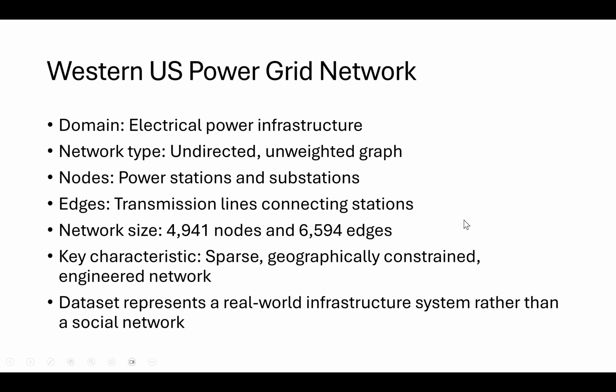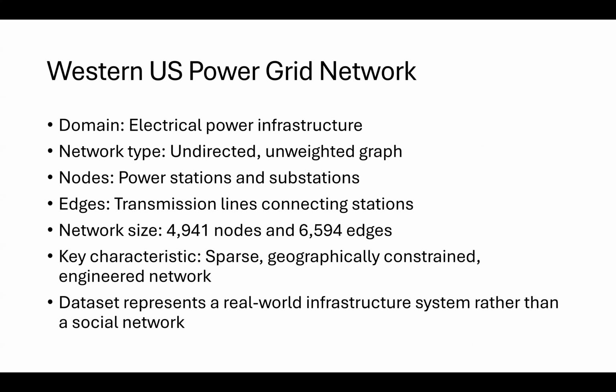Now, I will summarize the structural characteristics of the network. This slide summarizes the main structural properties of the network. First, the domain is electrical power infrastructure. This means the network represents a real engineered system with physical constraints. The graph is undirected and unweighted. Undirected means the connections are modeled without direction. Unweighted means we only represent whether a connection exists, not its capacity or flow.